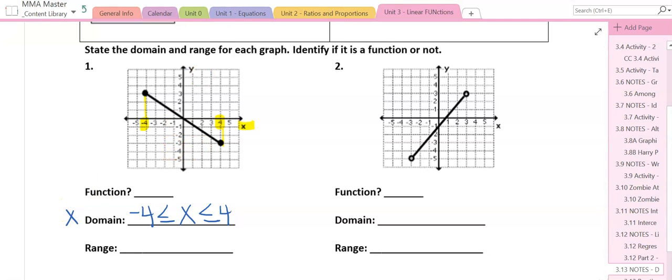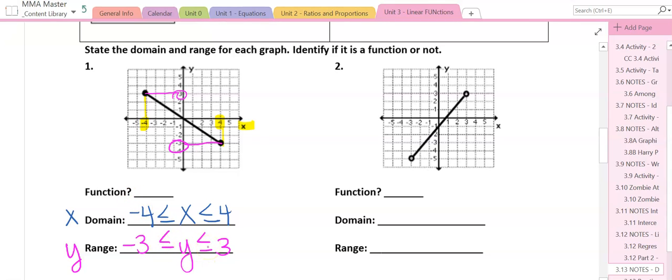Then I'm going to look at the range. Range is all my Y values. So I'm going to come over here, and I'm going to look at the lowest point first, and it goes from -3, and it's solid all the way up to +3. So it goes from -3 to +3. That is all my Y values, and it includes them all.